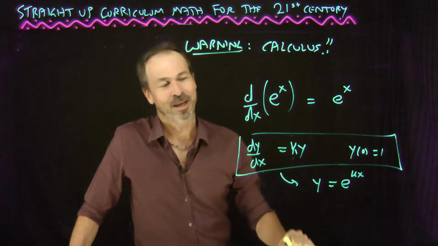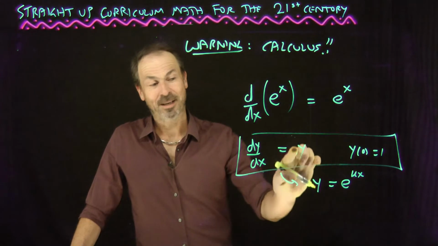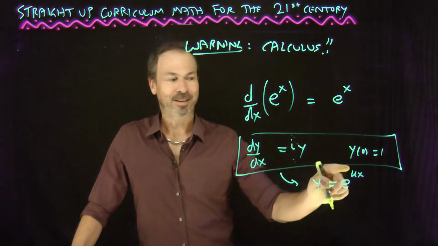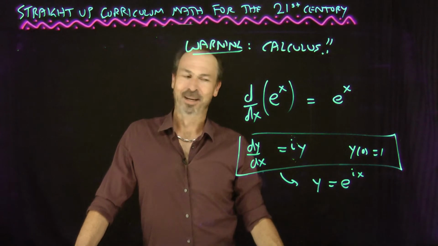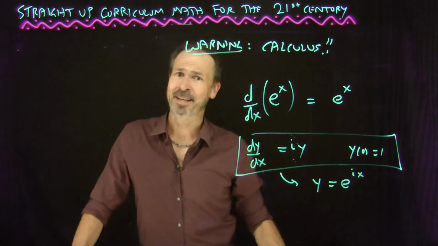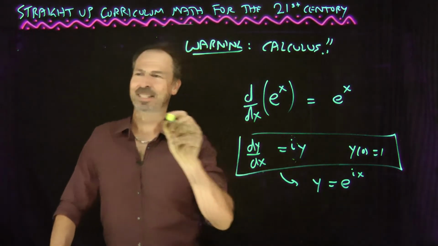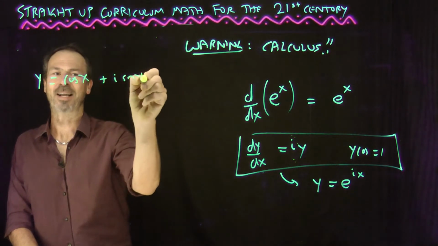Now, let's get quirky. I kind of assumed there that k was a nice real number. Well, what if I did e to the ix? That would be a little bit weird. If I've got a function whose derivative is i times itself, it must be e to the ix. But then look at this function: y equals cos x plus i sine of x.